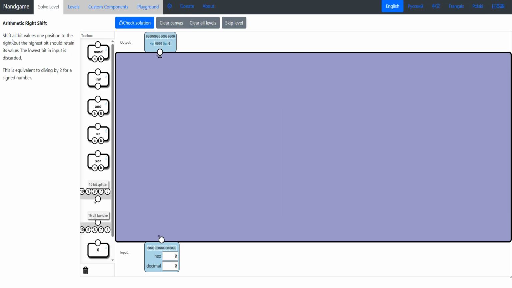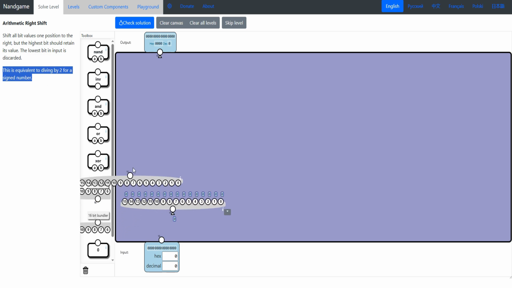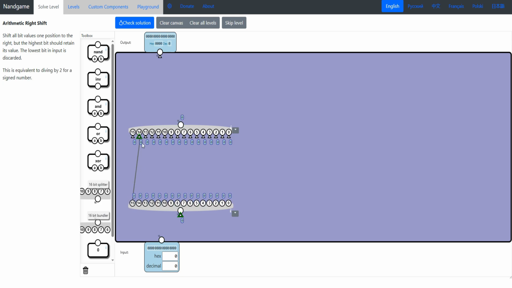Arithmetic right shift. So we're going to do the same thing. We're going to shift all bit values to the right, but the highest bit should retain its value. The lowest bit is still discarded. And I guess this is the shift we want if we're using signed numbers instead of unsigned numbers. So we're going to grab a splitter and a bundler again. So we're going to do exactly what we did before, just shift everything to the right. And the lowest bit input is still discarded.